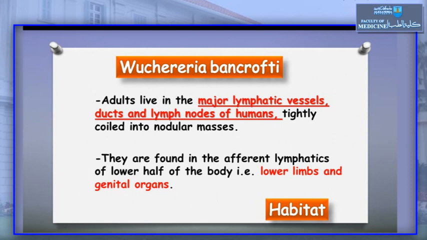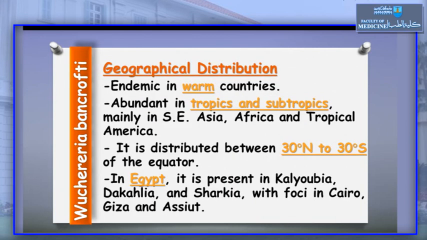Adults live in the major lymphatic vessels, ducts, and lymph nodes of humans, being tightly coiled into nodular masses. They are found in the afferent lymphatics of the lower half of the body, either lower limbs or genital organs. Geographically, it's endemic in warm countries, especially in tropics and subtropics, ranging from 30 north to 30 south surrounding the equator. In Egypt, it's present in Qalyubiyya, Daqahliya, Sharqiyya, with foci in Cairo, Giza, and Asyut.